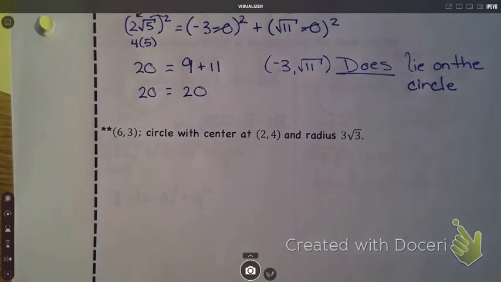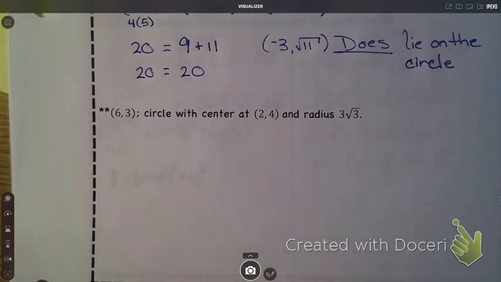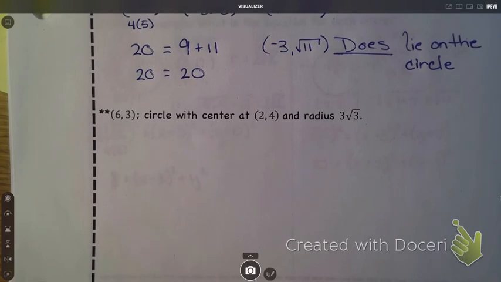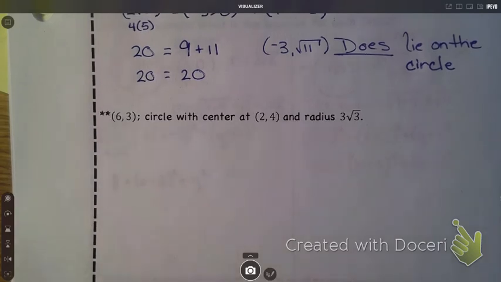Wait, what? I thought the radius was the middle, the center. No, radius is the distance from the center.